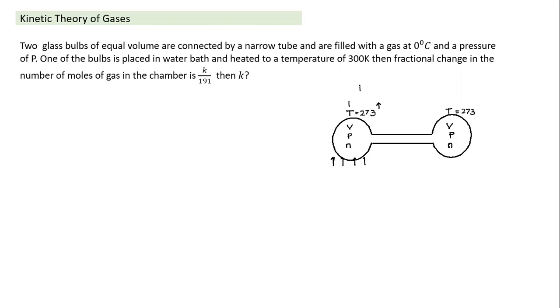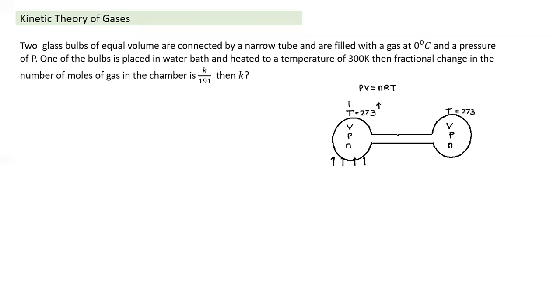From the equation, PV is equal to nRT. When we heat any object, either pressure will increase or volume will increase. If volume is constant, pressure will increase, or both may happen. As we heat, the gas molecules here will tend to move out. They will try to expand. So what will happen in this process?